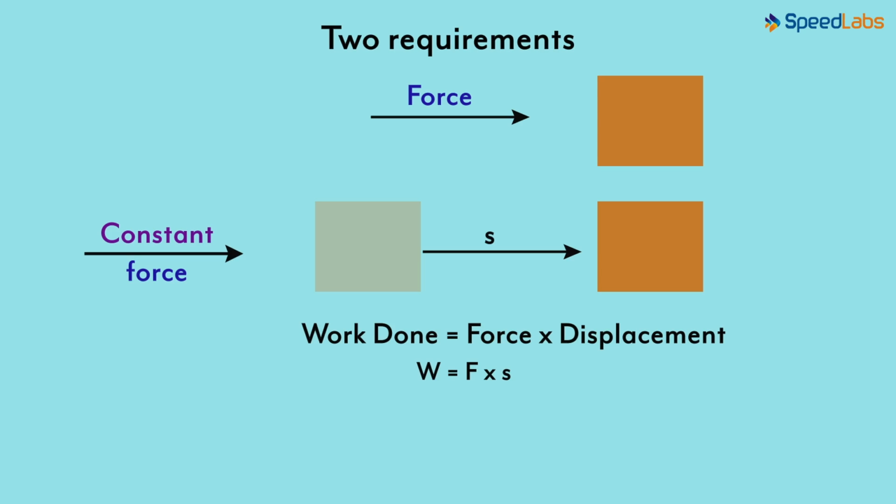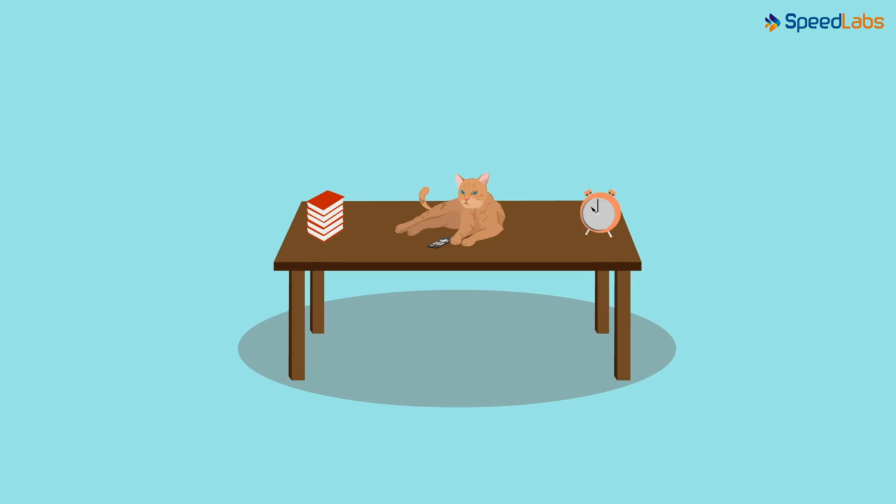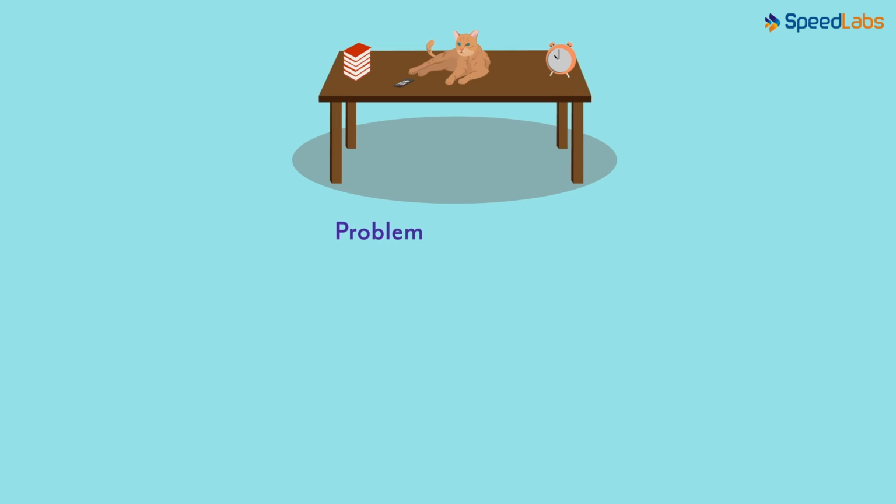Let's try an exercise to get a clear understanding of this concept. A cat sits on a table. He notices a remote control there. Like all feline creatures, he tries to push the remote control a certain distance and is satisfied after doing the deed. Now, let's see where our problem solving comes into this. Let's say the cat applied 10 Newton of force on the remote control and the displacement is 1 meter in the direction of the force. What is the work done by the cat in this case?